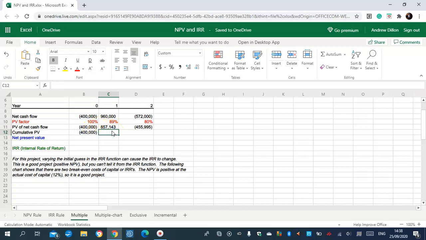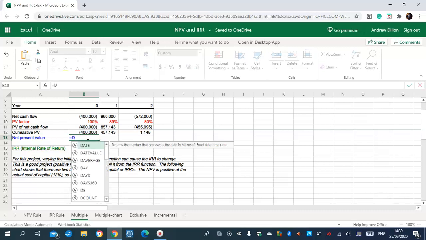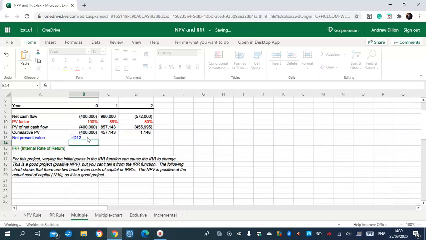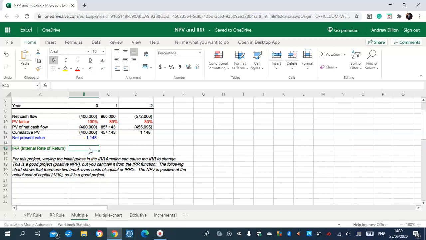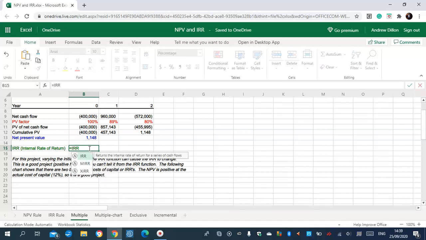Okay, so now the cumulative present value calculation. The NPV, net present value, equals D12. Now the internal rate of return sum table, so equals IRR.